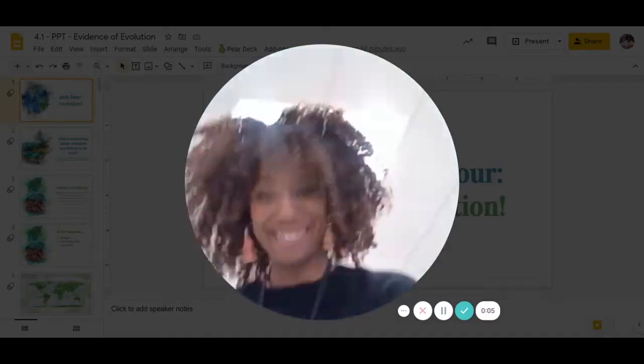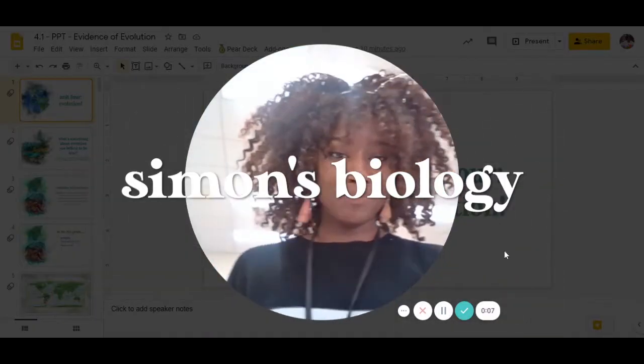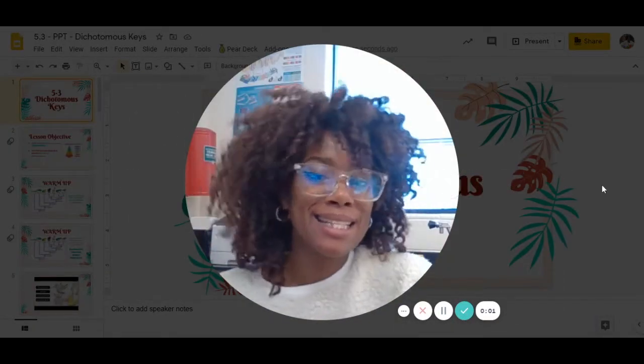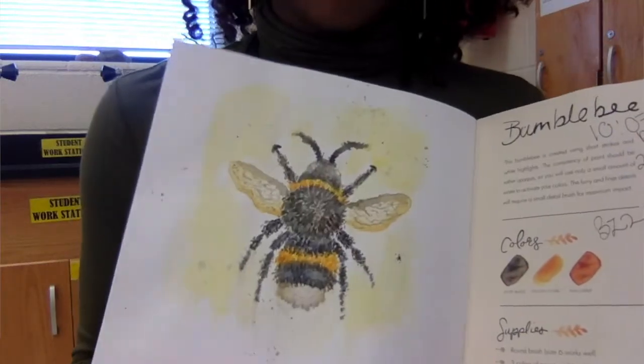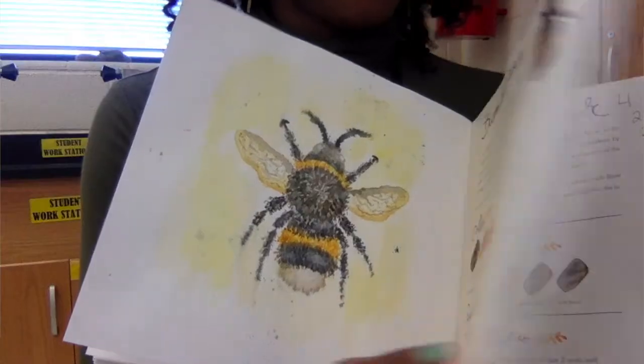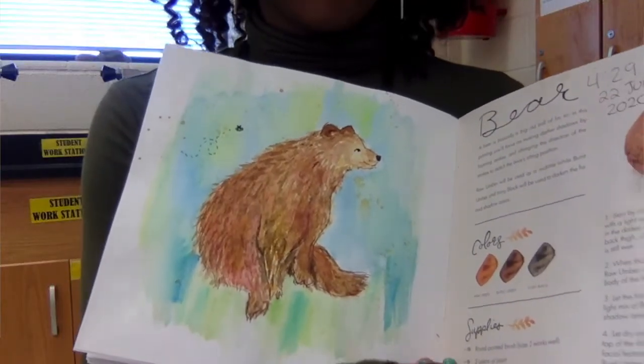Oh, I'm dizzy. Keys, so let's get into it. So here are some of my paintings. I said I would show you guys some more. Here are some of my favorites.